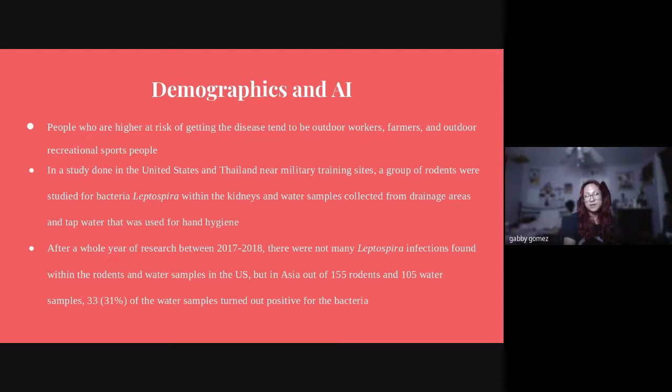People who are at higher risk of getting this disease tend to be outdoor workers, farmers, and outdoor recreational sports people. In a study done in the United States and Thailand near military training sites, a group of rodents were studied for the bacteria Leptospira within the kidneys, and water samples were collected from drainage areas and tap water that was used for hand hygiene. After a whole year of research between 2017 to 2018, there were not many Leptospira infections found within the rodents and water samples in the US. But in Asia, out of 155 rodents and 105 water samples, about 31% of the water samples turned out to be positive for Leptospira.